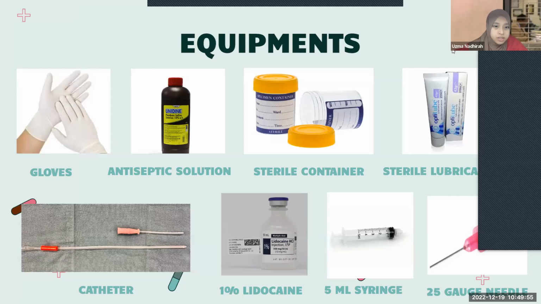Okay, so for the equipment, here are some of the equipment, but it depends on the method you're using. Generally for all, we use gloves, and we also need a sterile container and antiseptic solution. If we do catheterization, we need a sterile lubricant and the catheter size for the child. We can also use local anesthesia, a 5 ml syringe and a 25 gauge needle.